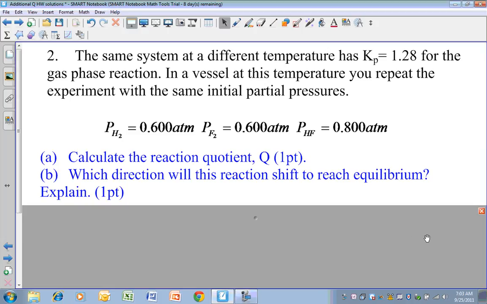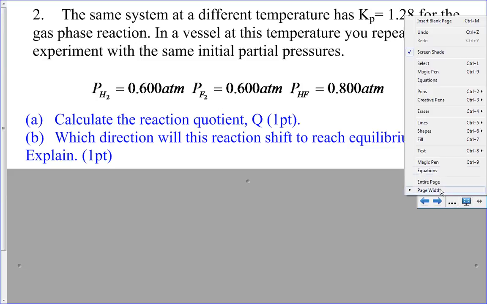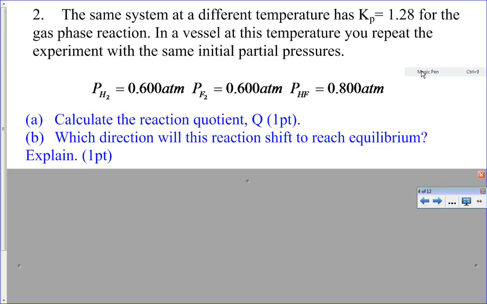Right, the second question is using the same system at the start, but this time it is going to be at a different temperature. And that's important because temperature sets up your K value. So the different temperature gave us a different K value. Okay, so it's still the same reaction, it's still the same starting pressures. So calculate the reaction quotient and which direction will this reaction shift to reach equilibrium.